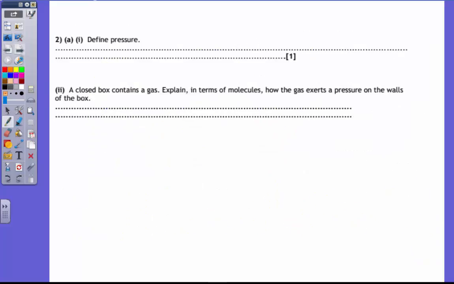Let's look at question 2. Define pressure. When we define pressure, pressure is equal to force over unit area. A closed box contains a gas.